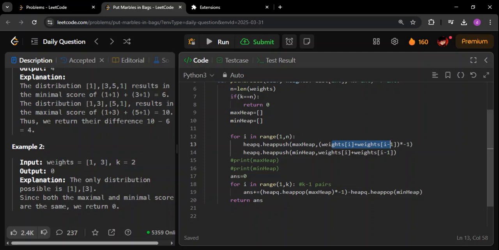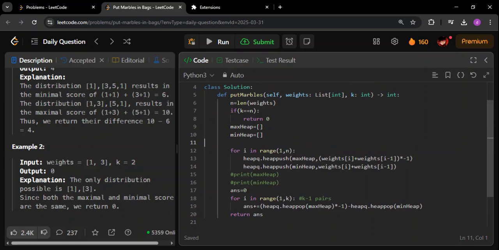Now the only difference that I was talking about is for the max heap. Let's go for the min heap first. For the min heap, you don't have to do anything. Simply take the sum of both the elements, form a pair, take the sum of the pair, and then add it to the heap. Simple as that.